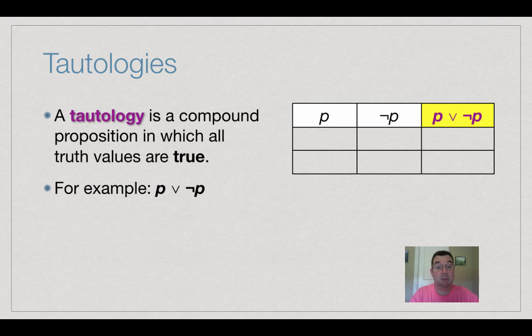So the only original proposition I have is P, and that can be true or false. So the first row is going to be true, and the second row is going to be what's going to happen when P is false. So when P is true, not P is false, and a true or a false is true. Okay? When P is false, that means that not P is true, and a false or a true is true. So anything that gives you the last column in your truth table having all trues, that's what we call a tautology. That's something that is always true.